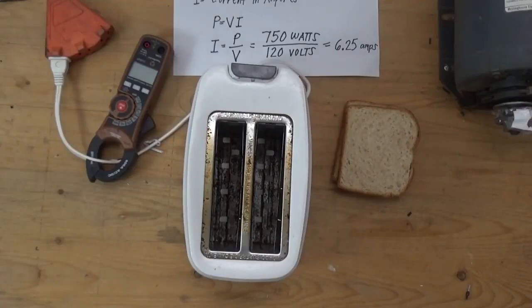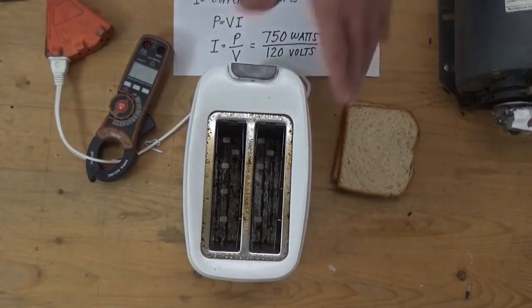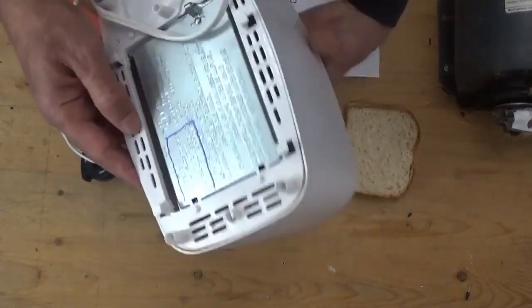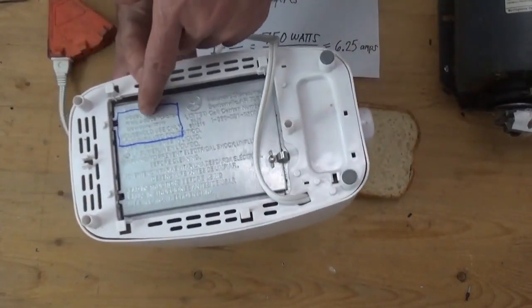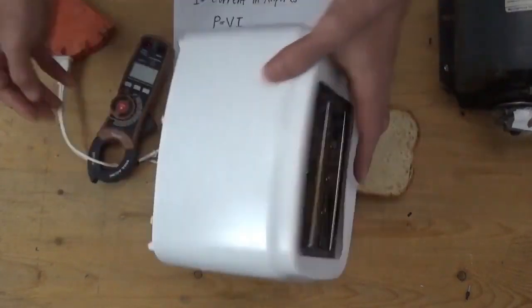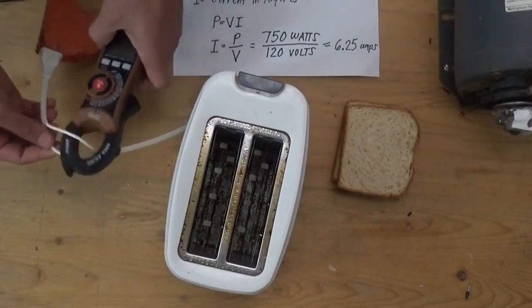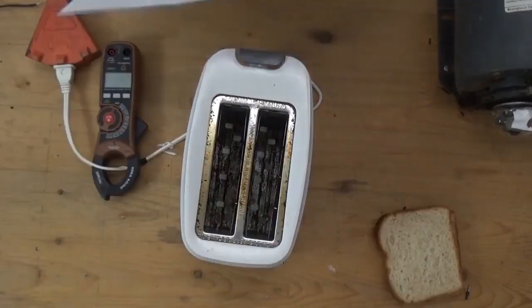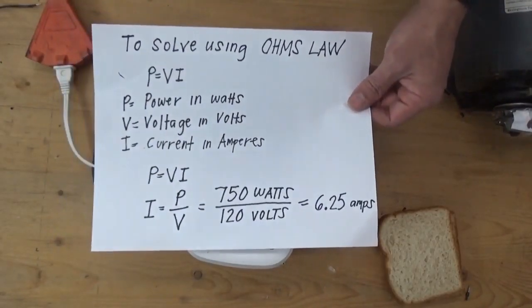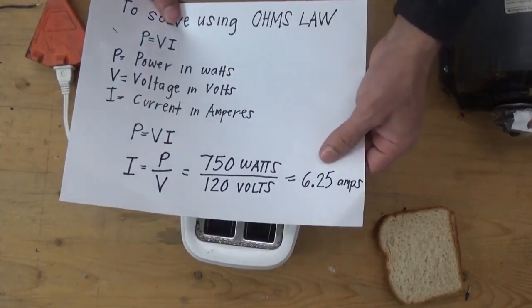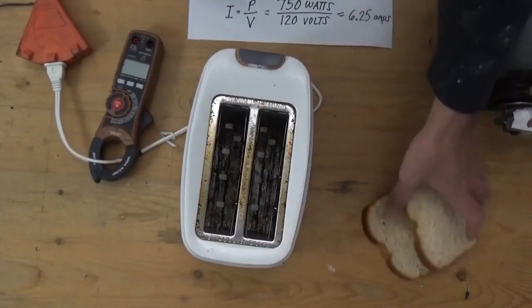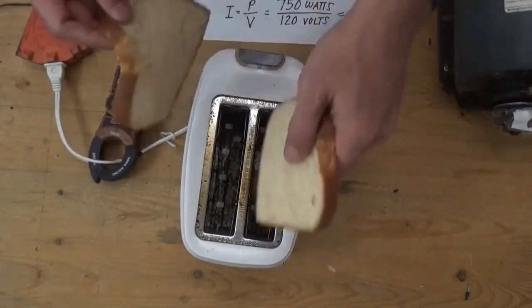Welcome to Ohm's Law Practical Exercise. Here we have a bread toaster with a rating of 750 watts and 120 volts. And I have here connected in series my clamp ammeter. We are going to probe in our computations if our current is 6.25 amps. And I have a bread here that we're going to toast.